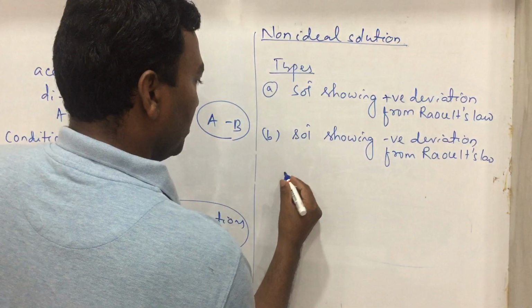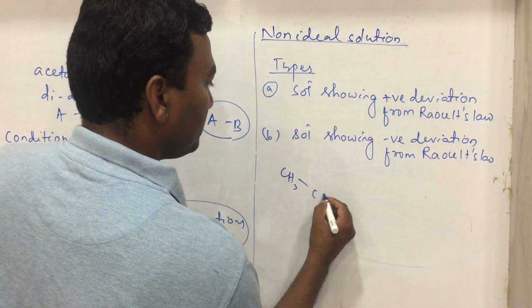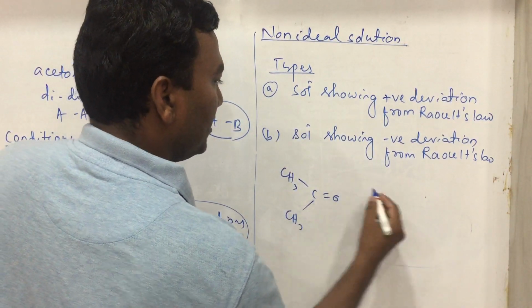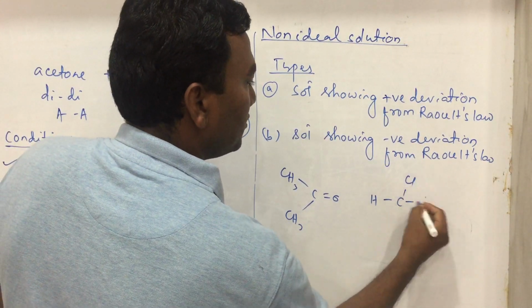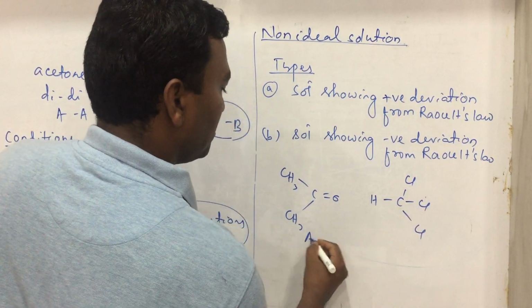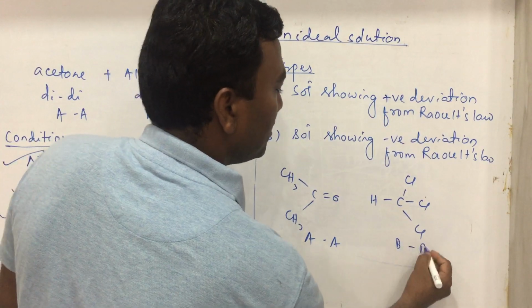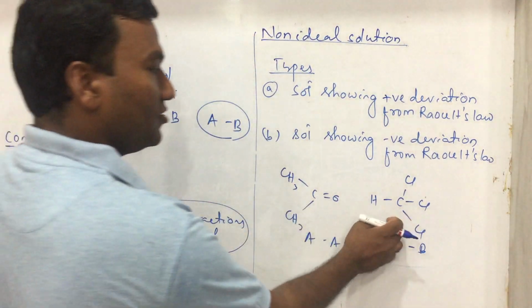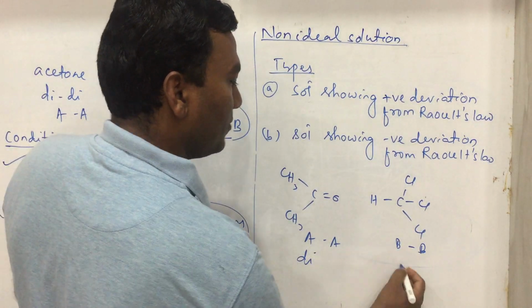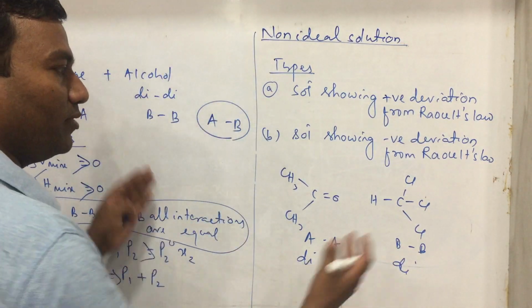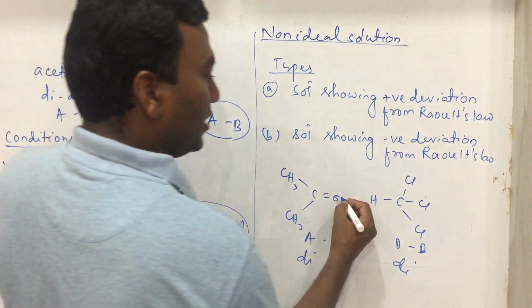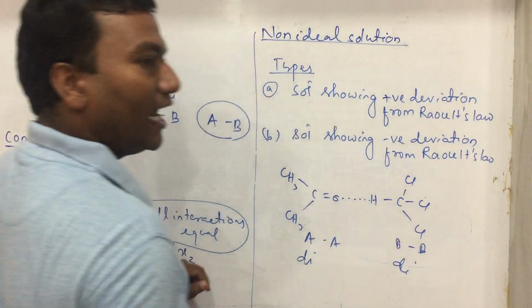You see one example. Suppose this is one acetone, and this is chloroform. Let's suppose this is AA and this is BB. This is also polar, this is also polar. This is also dipole-dipole, this is also dipole-dipole. But when they mix with each other, they form one new interaction, hydrogen bonding.